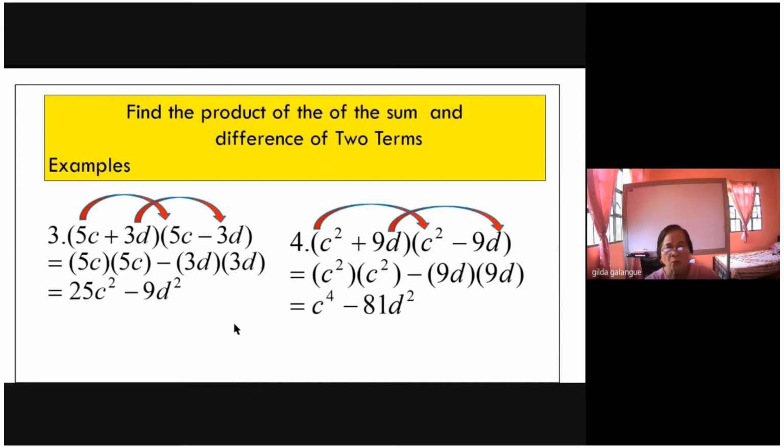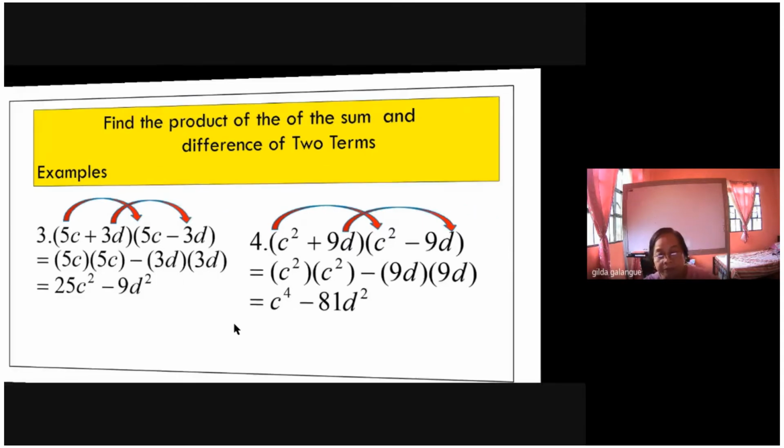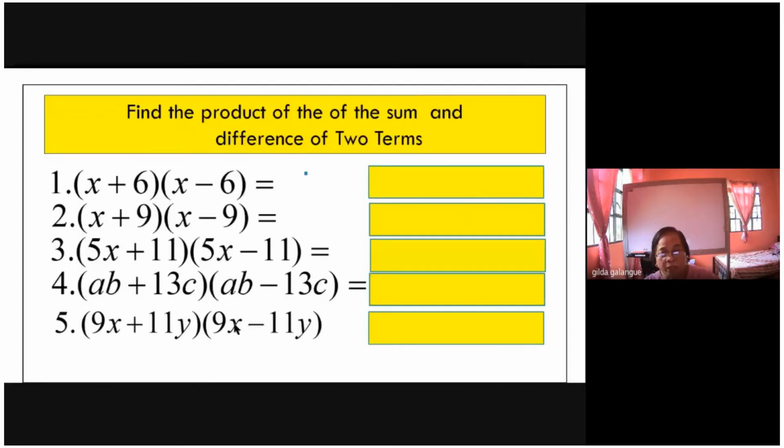Again, how do we find the product of the sum and difference of two terms? If we have the sum and difference, we just multiply the first term by the first term and the last term by the last term, or square the first term minus the square of the second term. So we have the following exercises. I am giving you 2 minutes to answer the following problem.